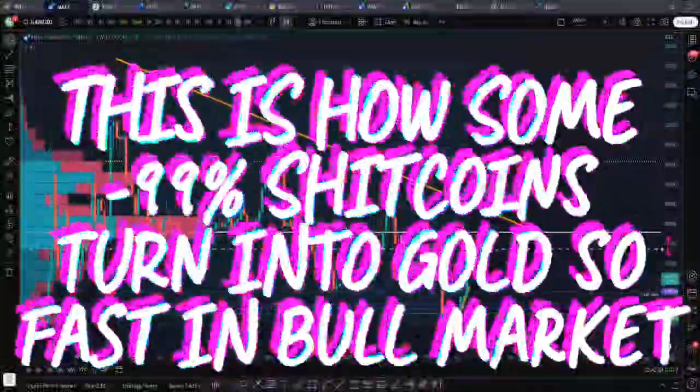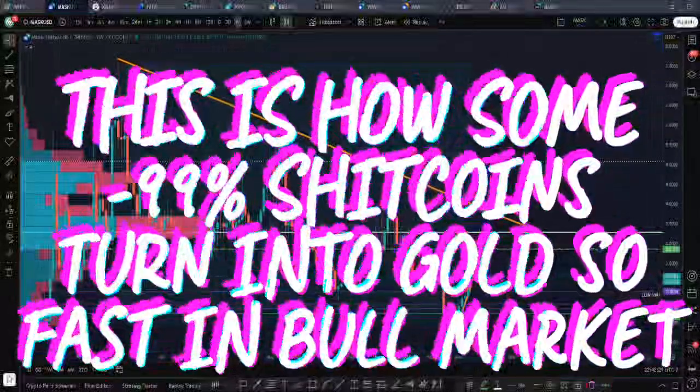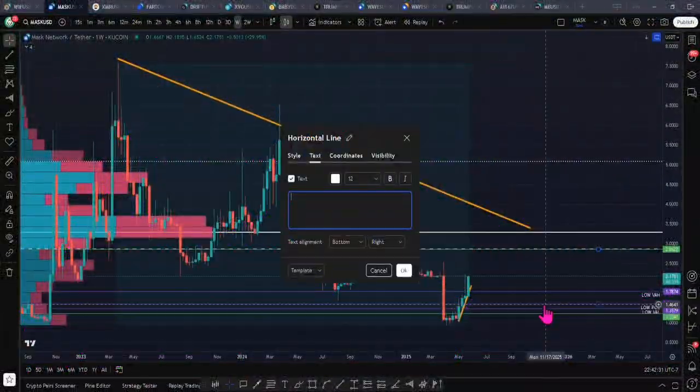We're going to do this real quick since we did get some data out of this. Create that horizontal line. Again, if you're trying to learn how to scalp trade or investment trade, this is the way to go. This is what I do for every token.